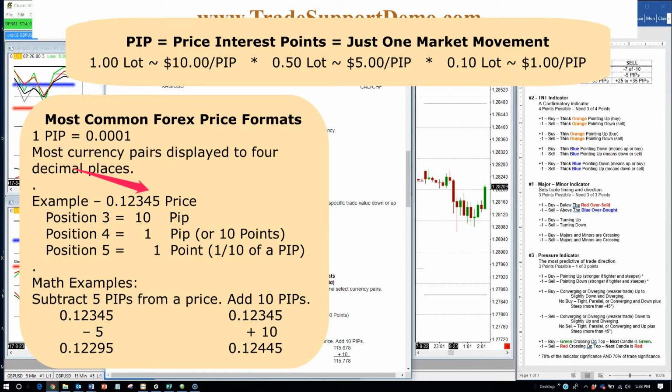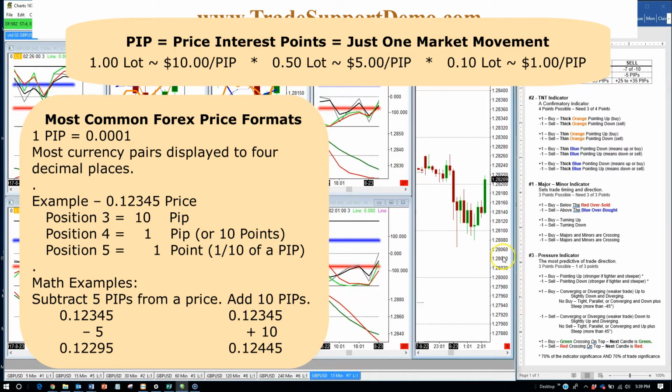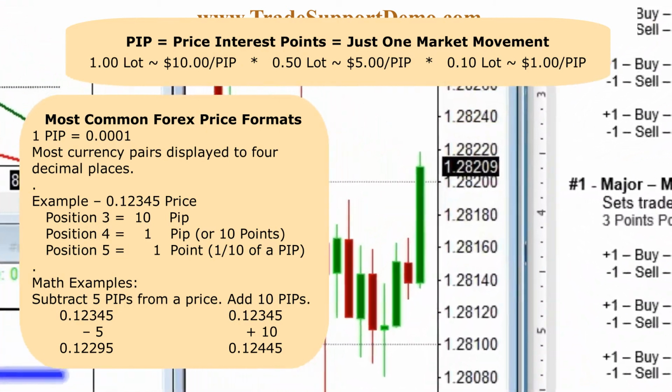And 10 pips is aligned with where the 3 position is. So if we wanted to add 10 pips, you can see how we align the 1 with the 3 and the 0 with the 4. If we add that up, it would be 0.12445. Okay? So you can see here, if I left click and pull this, that each of these lines is 10 pips. For instance, here we go from 1.280. This is 281, 282, 283. Okay?